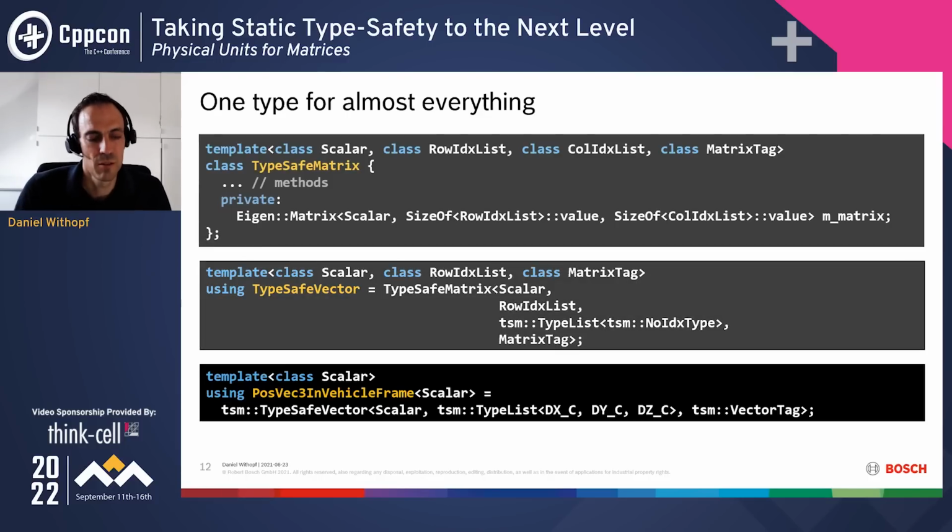And then last but not least, we can create a position vector, 3-dimensional in vehicle frame here, another alias, and that's a type-safe vector with a given scalar type. And we use a type list, as I mentioned, of the indices, dx, dy, and dz that I showed earlier. The tag that we're using here, the matrix tag, is a vector tag. So as I explained earlier, that would be a point in the mathematical sense. If we would use a delta vector tag here, it would be a displacement vector in the mathematical sense.